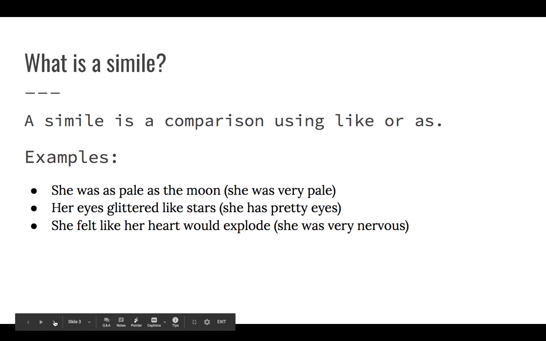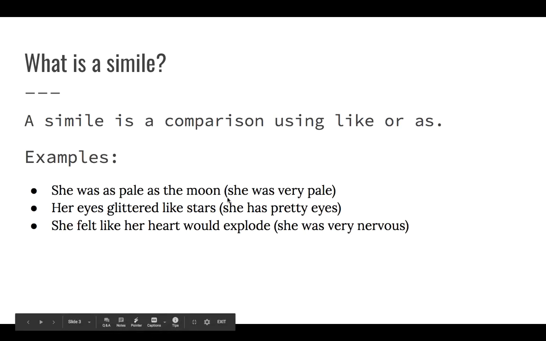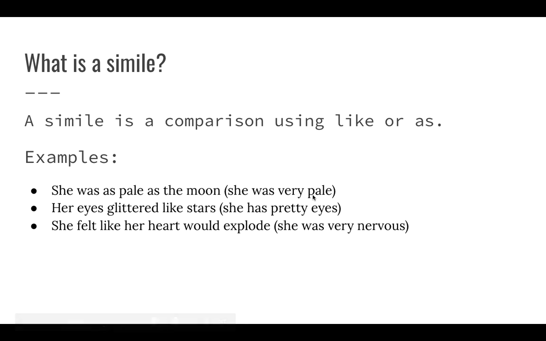So just some quick review. What is a simile? A simile is a comparison using like or as. So she was as pale as the moon, comparing her to the moon, saying that she was very pale. That's the literal meaning. Her eyes glittered like stars. Her eyes weren't stars, but what you're really saying is she has pretty eyes. That's the literal meaning, but when you say it using figurative language, using a simile, it sounds a lot better. The meaning is a lot more deep.